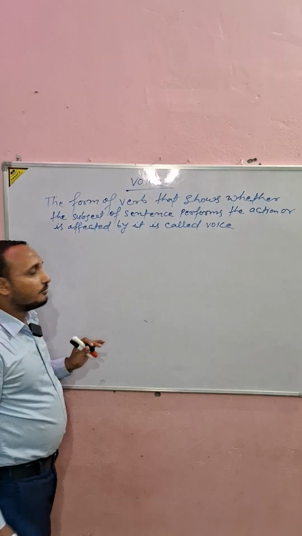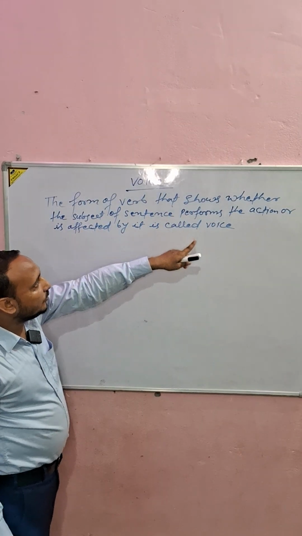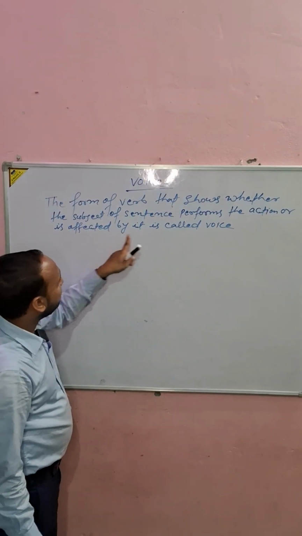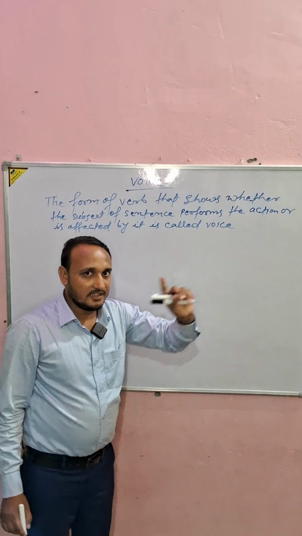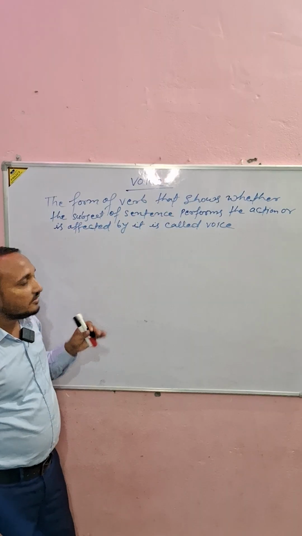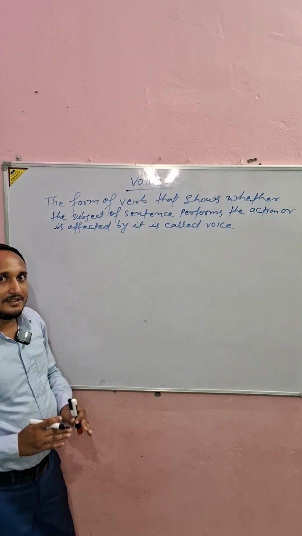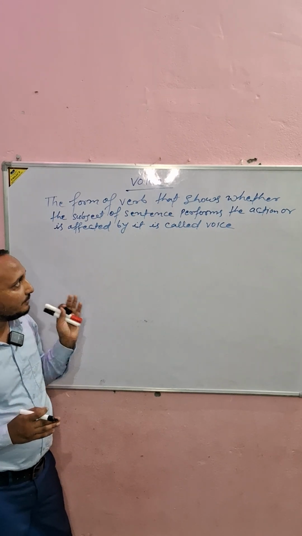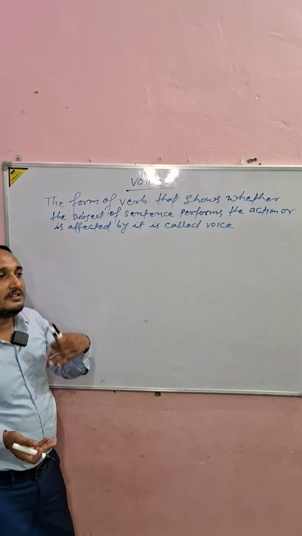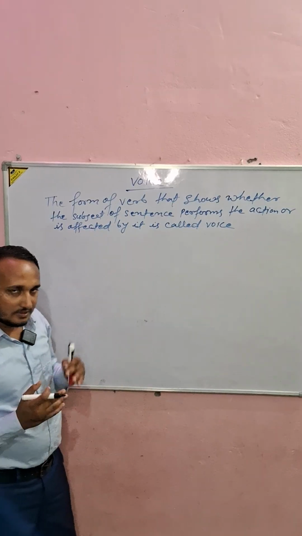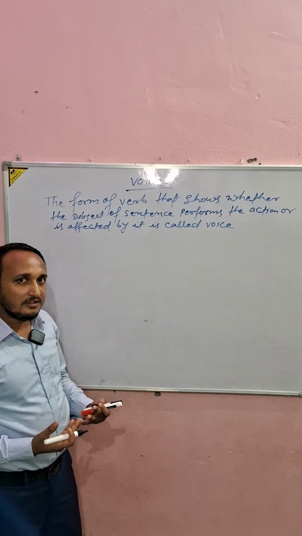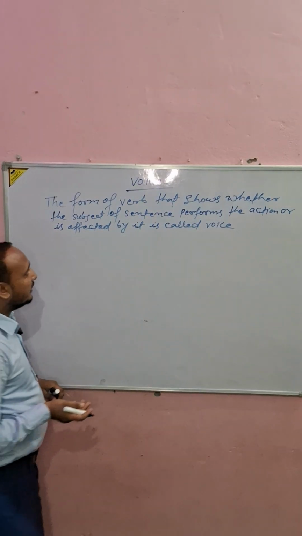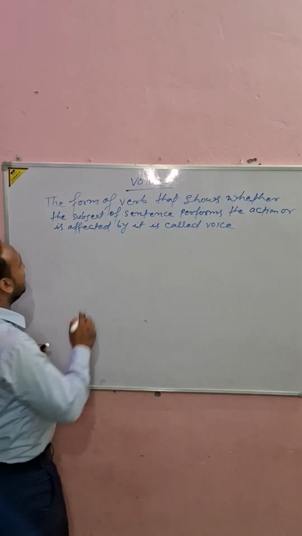Let me repeat once again. The form of a verb that shows whether the subject of a sentence performs the action or is affected by it is called voice. Just before, I told you that in voice we study whether the subject is the doer or a receiver. In a given sentence, if the subject does something, the subject is the doer. If the subject receives something, the subject is a receiver. There are two kinds of voice. Let me write it.